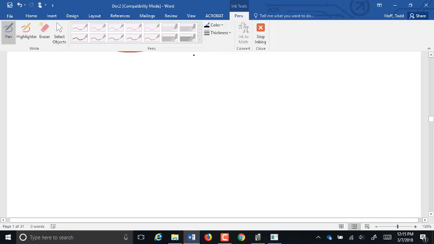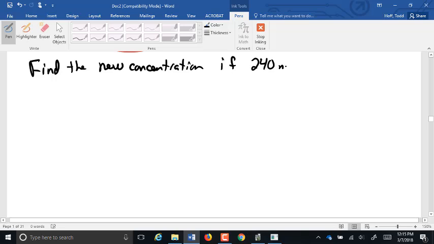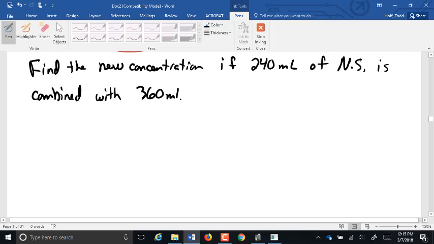Similar to that, we might have a question like this. Find the new concentration if 240 milliliters of saline is combined with 360 milliliters of 18% solution.